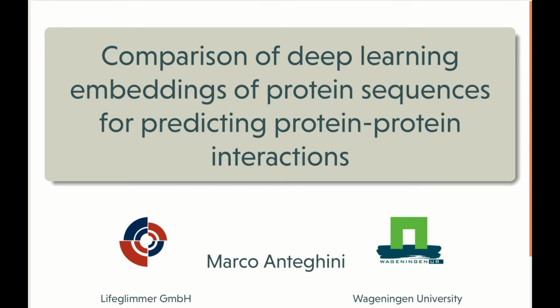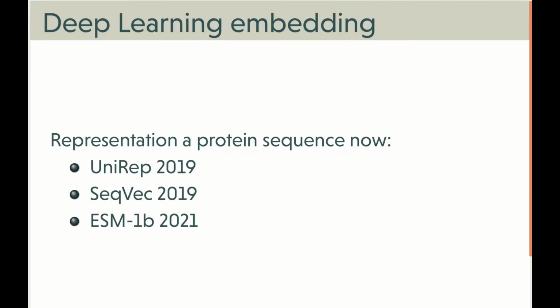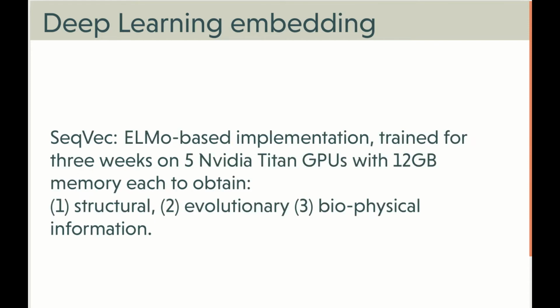I'm here presenting the work comparison of deep learning embeddings of protein sequences for predicting protein-protein interactions. This work is based on the analysis of deep learning embeddings, which are numerical representations of protein sequences, which should contain evolutionary and chemophysical properties. And this is the example of UniRep, SecVec, and ESM1B.